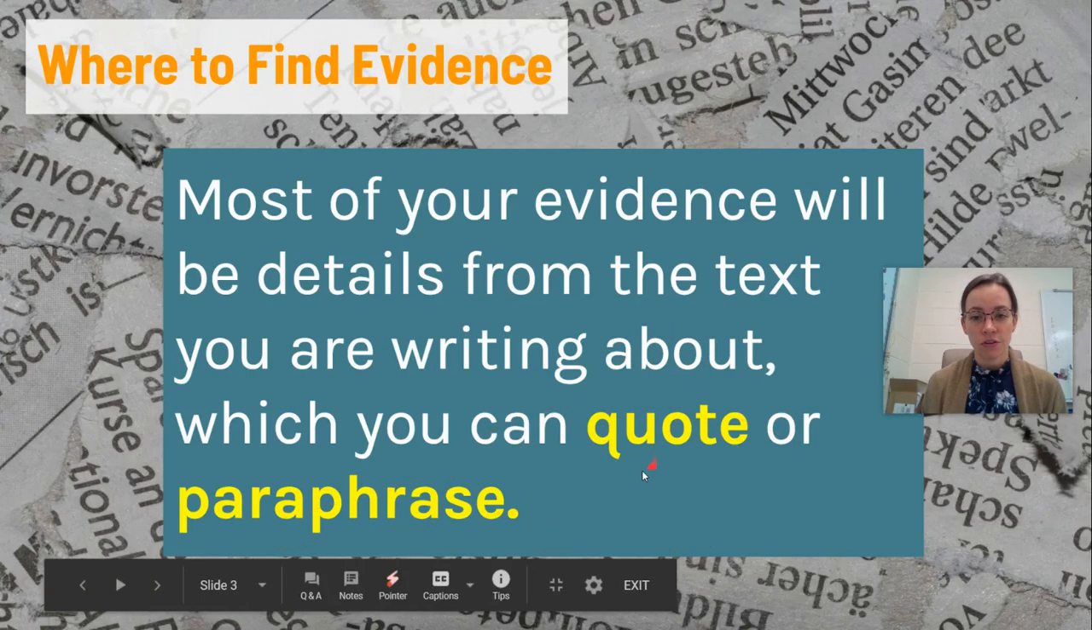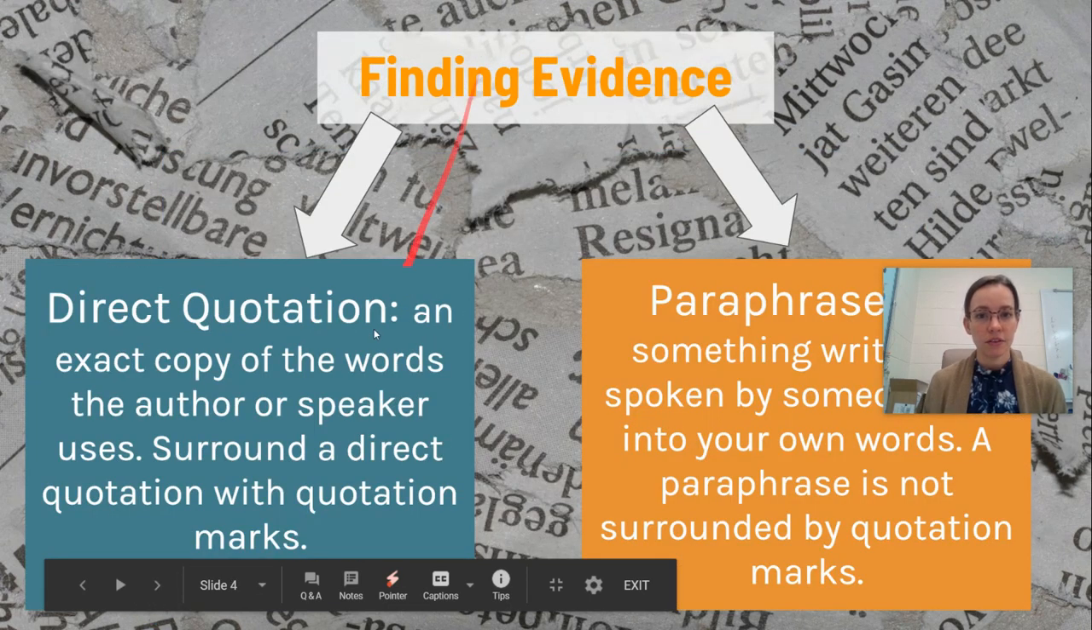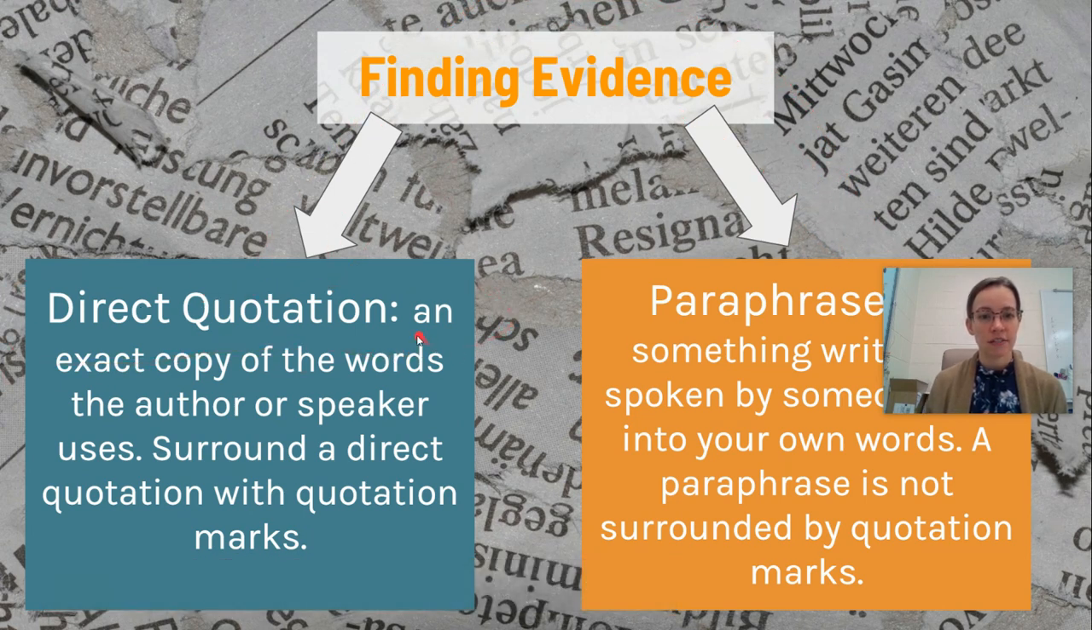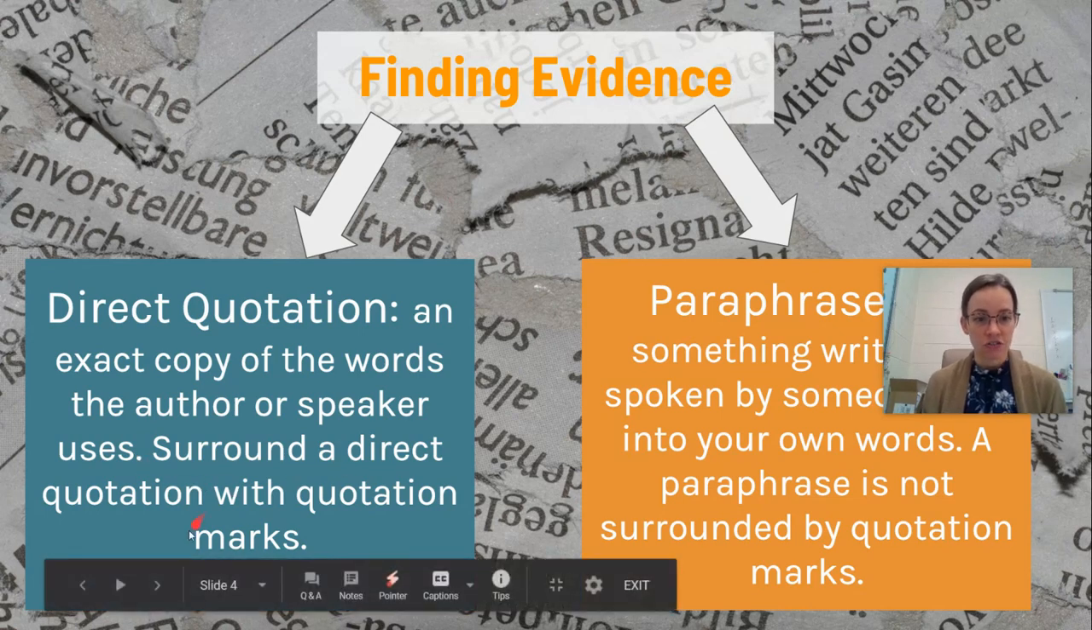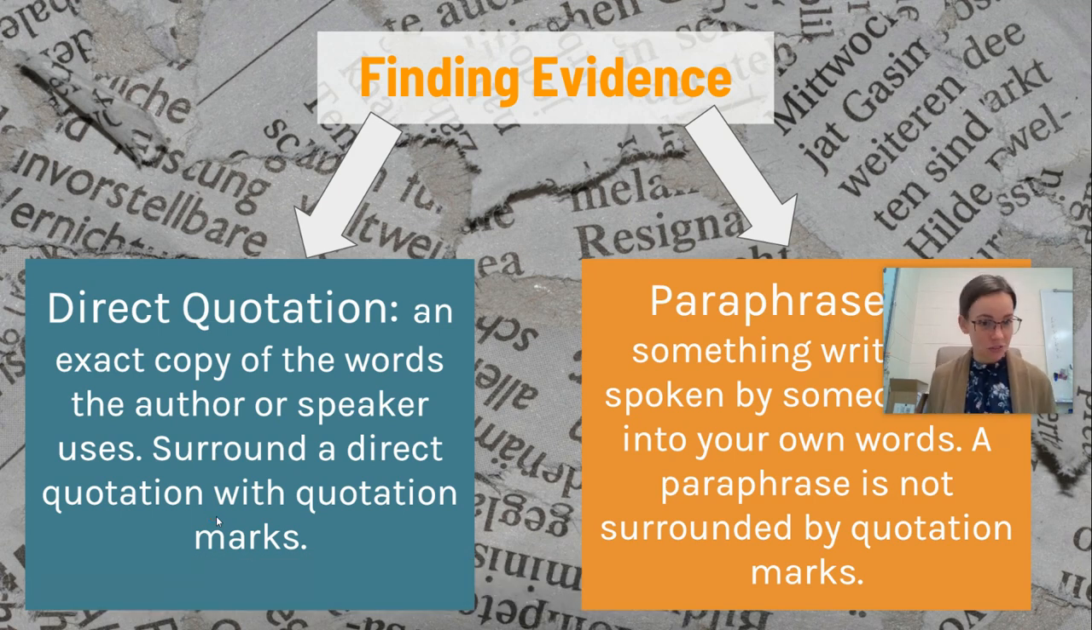We're going to go a little further now in talking about the difference between quoting and paraphrasing evidence. So there are two ways to use and find evidence. The first is with direct quotations. A direct quote is an exact copy of the words that your author has written or a speaker has used. You surround a direct quotation with quotation marks. So when you see quotation marks, those imply that this was spoken or written exactly as I read it or heard it.